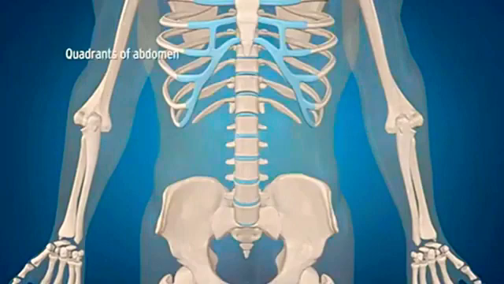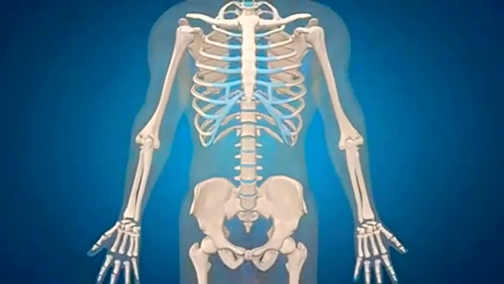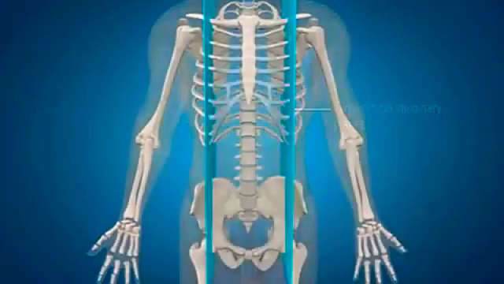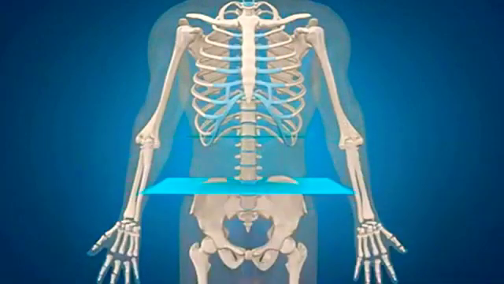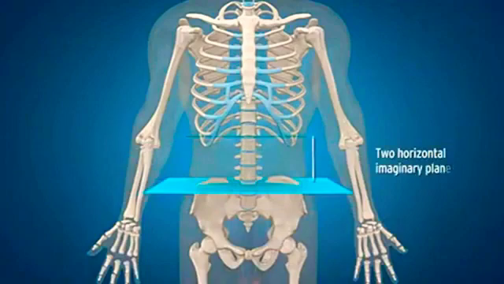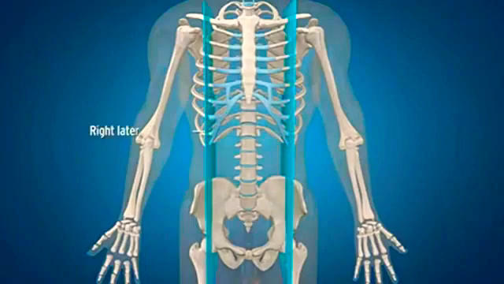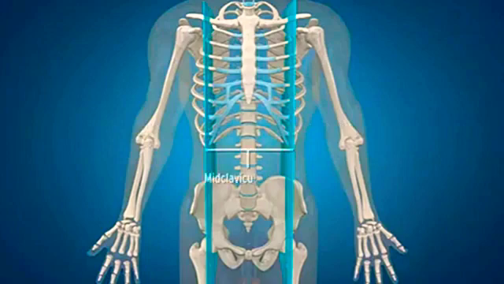Quadrants of abdomen. Abdomen is divided into 9 quadrants by 2 vertical imaginary planes and 2 horizontal imaginary planes. Vertical planes are right and left lateral plane. These are mid-clavicular lines which pass through the tip of 9th costal cartilage and mid-inguinal point.